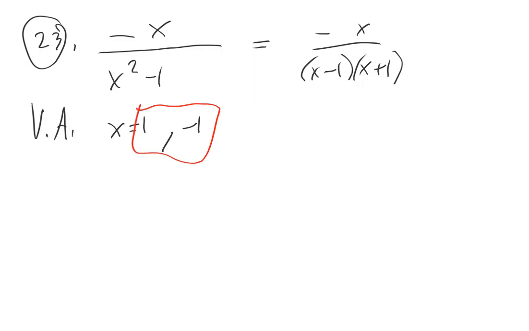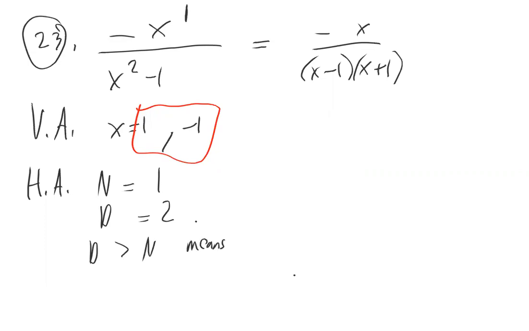Okay, now let's find the horizontal asymptote. So to do this, you look back at the original fraction. The numerator of the original problem has a power of x that's equal to 1, right? The denominator of the original problem has a power that's 2. And if the denominator is a greater power than the numerator, then this automatically means that the horizontal asymptote is y equals 0. So your answer to that part of the problem is 0.